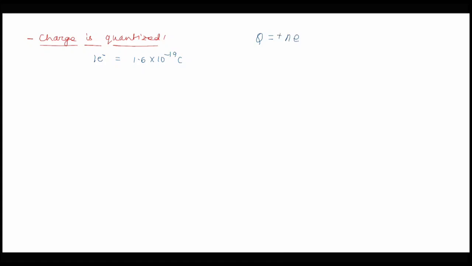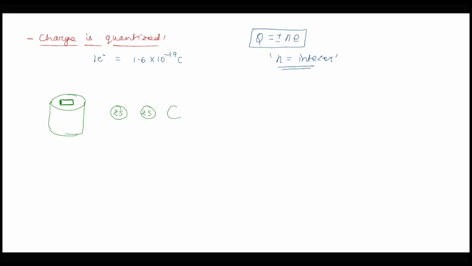I am mentioning it in this way, that the total charge on the system is equal to plus minus ne, where n is an integer. It must be kept in mind that we are saying it in this way. Let us understand it this way: suppose I have a small piggy bank where you put your spare money, and you put rupees 5 into it whenever you are left with some change. But it should be kept in mind that you are always putting rupees 5 into it.